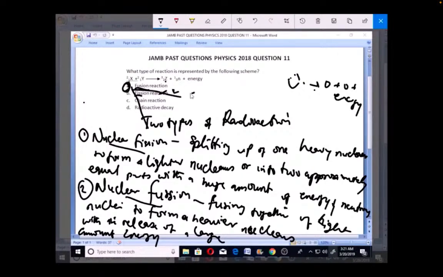Anytime you want to study this, you have to take note of the nuclei on the reactant side. If they are smaller, like the case we have here, 2 and 2, but here we have 3, so we have smaller ones forming a bigger one with the release of energy, we call it nuclear fusion. That's why option A is the right answer. Had it been breaking down, it would be fission. But when they are coming together to form a bigger one with the release of energy, we call it nuclear fusion, or fusion reaction. That is the answer. Thank you.